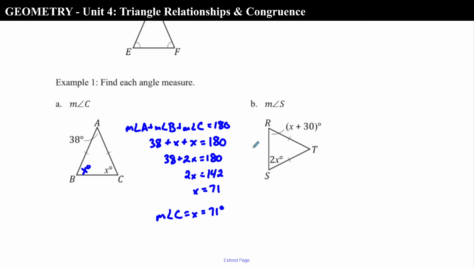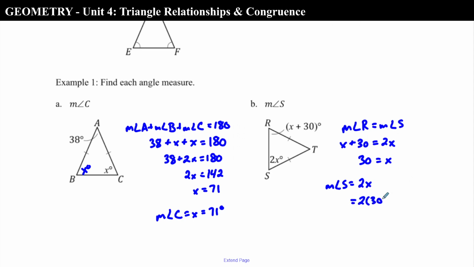For B, we're looking for the measure of angle S. So here we know that angle S and angle R are congruent. So therefore, the measure of angle R is equal to the measure of angle S. Measure of angle R is x plus 30. The measure of angle S is 2x. Subtract x from each side, and you get that x equals 30. But we need to find what the measure of angle S is. So we know the measure of angle S is 2x, which is 2 times 30. So the measure of angle S is 60 degrees.